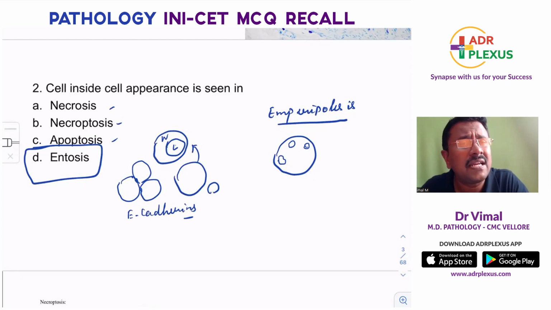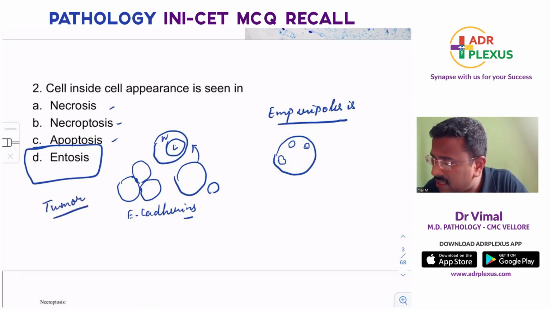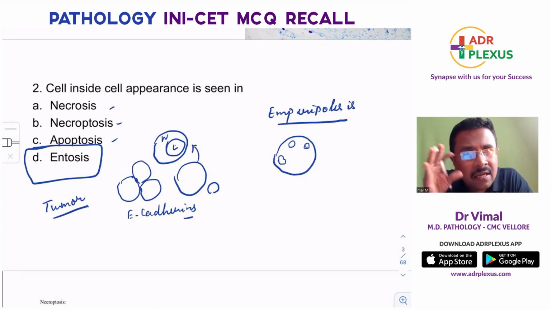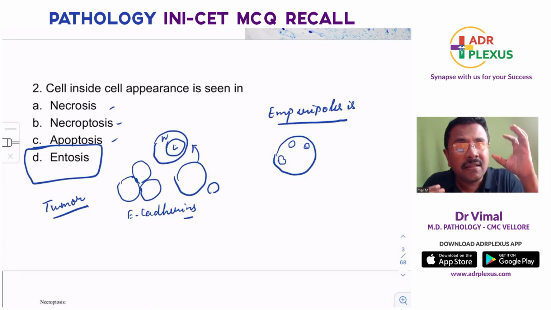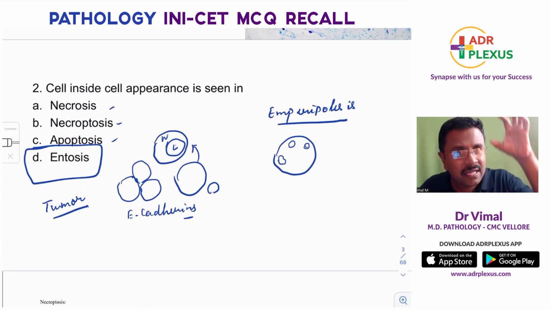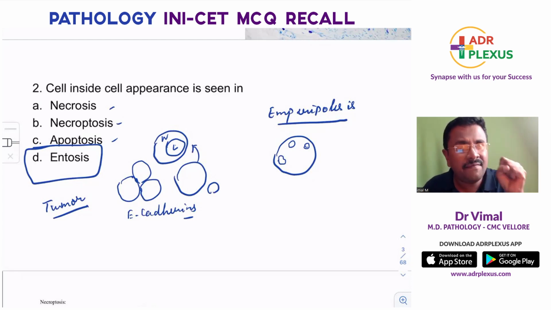Why does this mechanism occur? It occurs mainly in tumor tissue, mainly in cancer. Why in cancer? Because entosis has a dual role, both anti-tumorigenic and tumor-favoring. How can it serve as anti-cancer? The winner cells engulf the loser cell, which has lost E-cadherin, and thereby the tumor cells are killed.